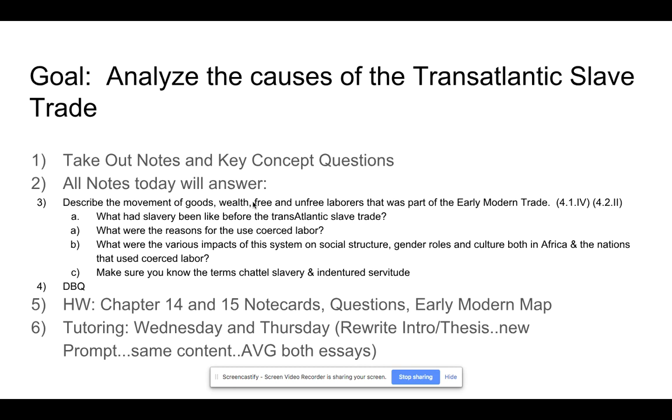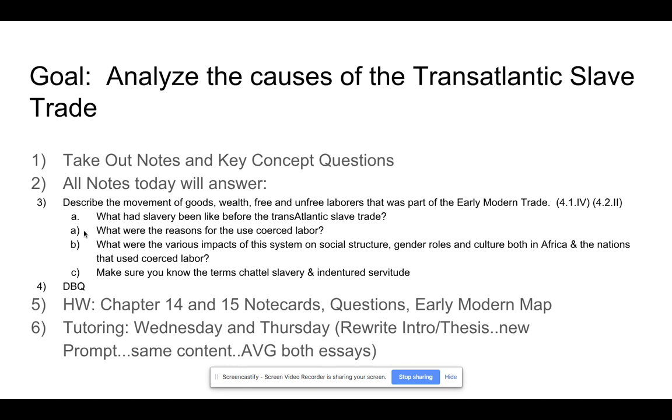The first thing we're going to cover in our notes is specifically the question of describe the movements of goods, wealth, and free and unfree laborers that were part of the early modern trade. In doing so, you need to describe the transatlantic slave trade. You want to make sure that you're able to answer these questions. Sorry for the typo. It should say A, B, C, D.